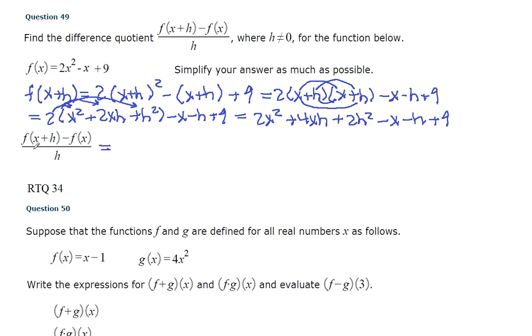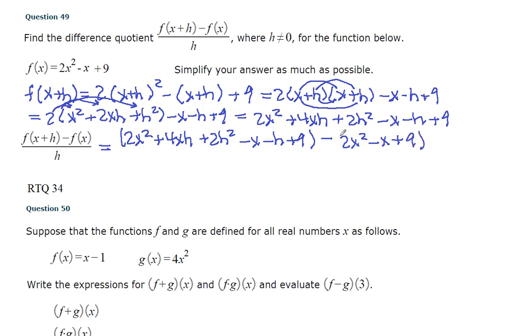So on the top, we've got this f of x plus h, which is right here. We simplified it. So we'll have 2x squared plus 4xh plus 2h squared minus x minus h plus 9. And then we're going to subtract off our original f of x right here. 2x squared minus x plus 9. And that's got to be in parentheses. And then all over h.